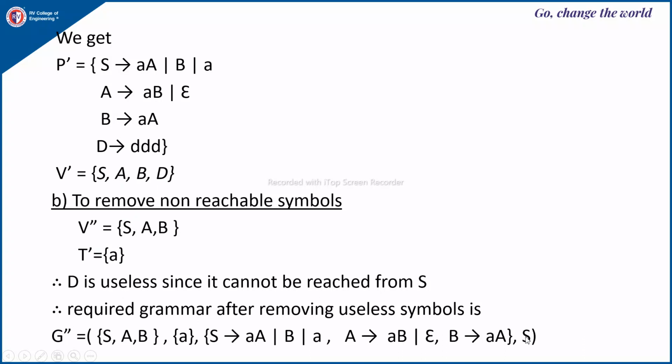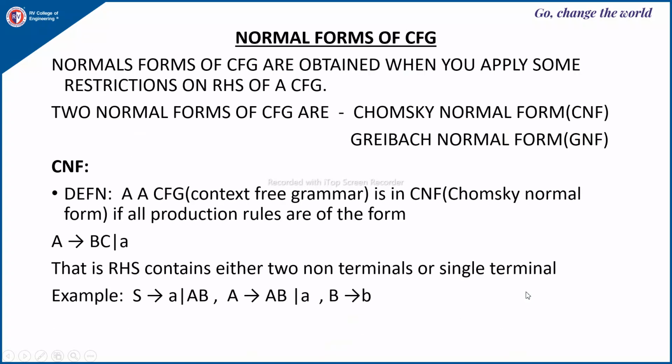It is not only D; small d, the terminal, is also useless. Therefore the required grammar after removing the useless symbols is G double dash, where the variables are S, A, B, the terminal is A, and these are the set of productions, and S is the start variable. Thank you.